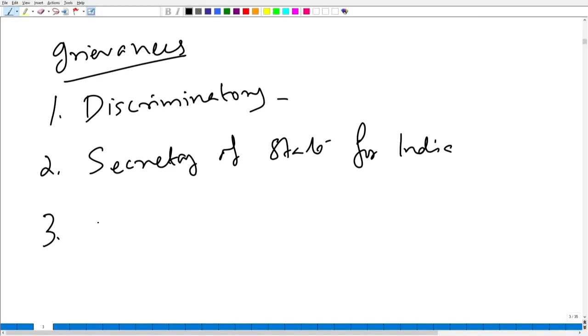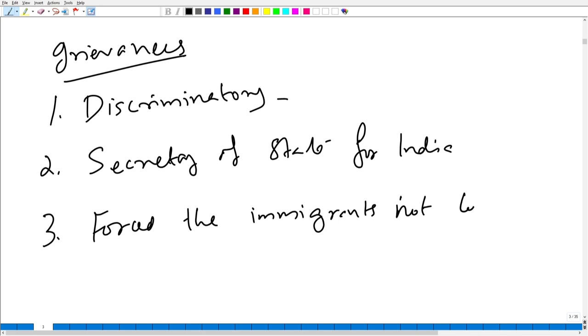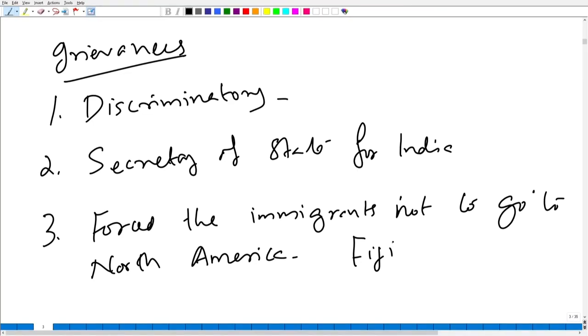The British government also exercised pressure on these emigrants not to go to North America, but they were to be directed to Fiji. In Fiji, the British planters needed Indian labor.